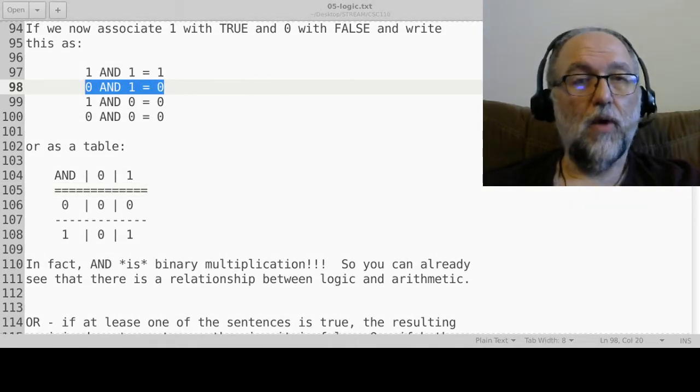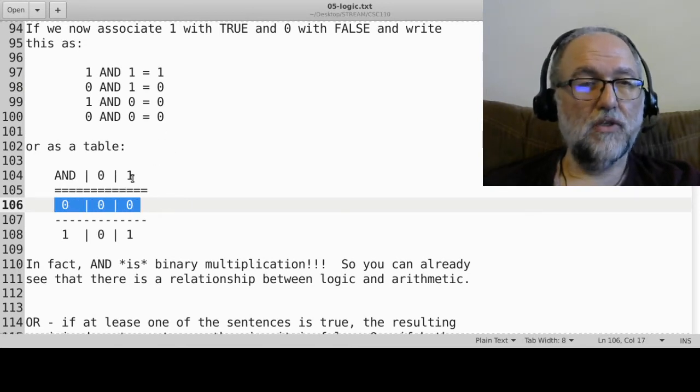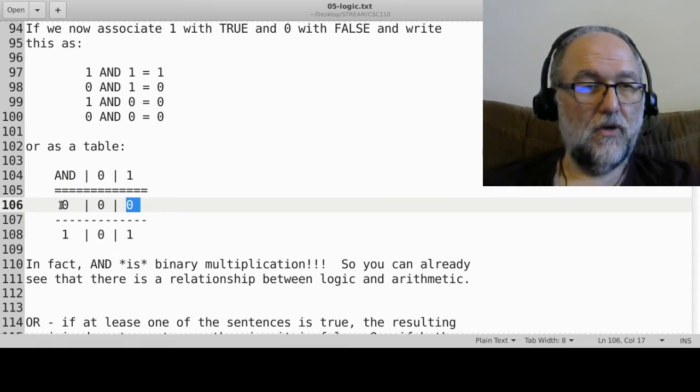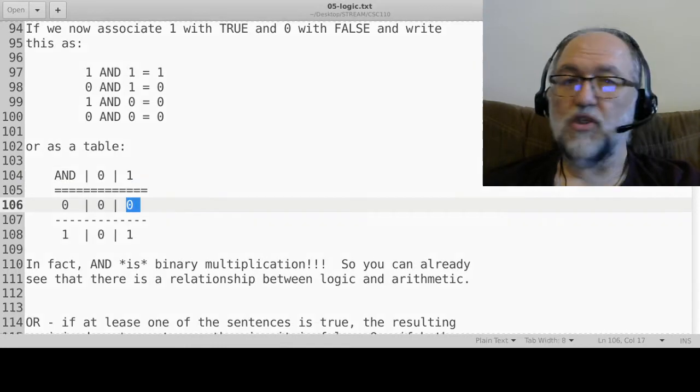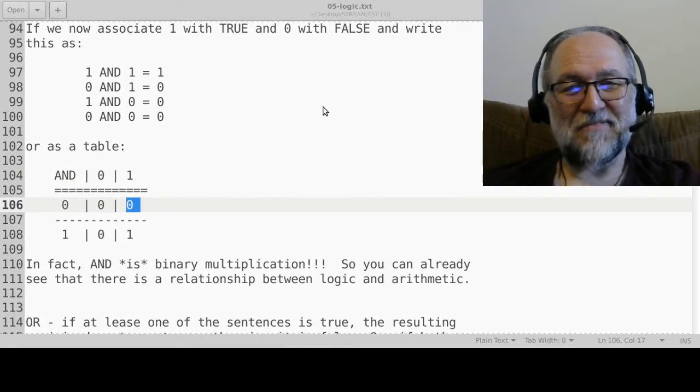So 0 and 1. Your first number is 0, so you go, okay, 0. So I'm in row 0. And your second number is 1, so you go, okay, here's 1. And the conjunction between that row and this column here is this number there, and that gives you the answer. 0 and 1 is equal to 0, like that. Just like a multiplication table. In fact, it is a multiplication table.